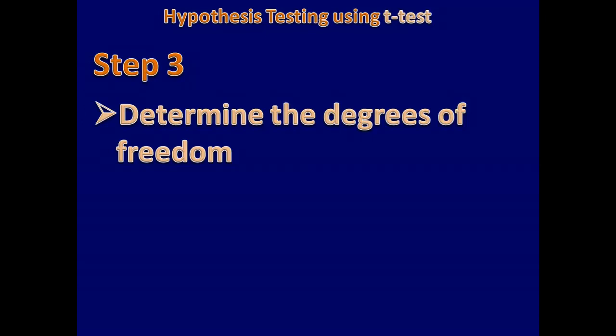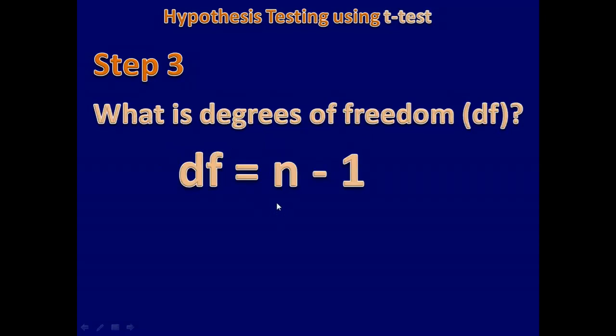For step number 3, we need to determine the degrees of freedom. So what is this degrees of freedom? Degrees of freedom is simply equal to the number of items minus 1. In our case, the number of items that we have is 30. So that means n is equal to 30. If that is subtracted by 1, our degrees of freedom is 29.